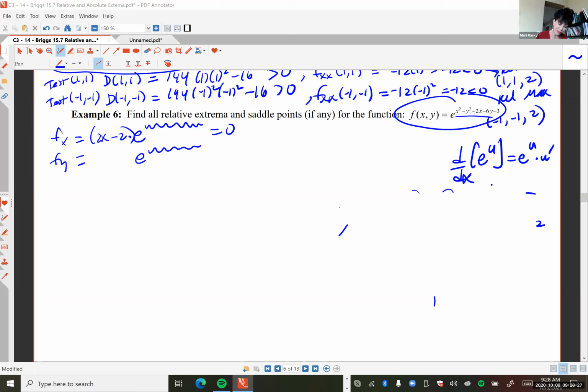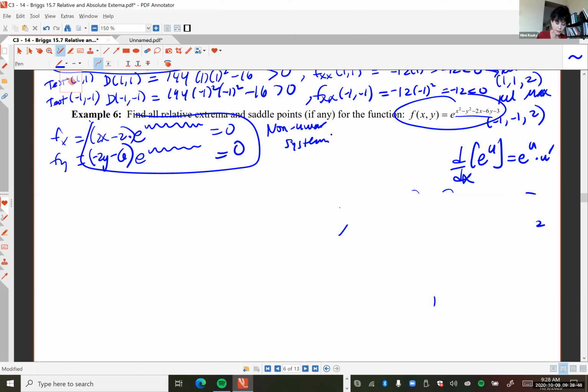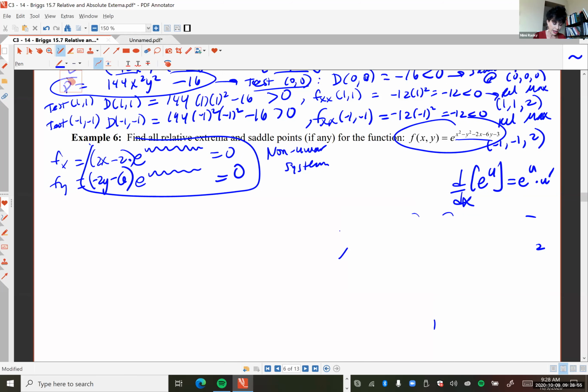So when I get my partial with respect to y, I think I'm going to get negative 2y minus 6. All righty. And I'm going to set that equal to 0 preemptively. All right, fine. Now, folks, we have definitely a nonlinear system of equations here. But here is where the ZPP is going to save your rear end. The ZPP, the zero product principle or zero product property.